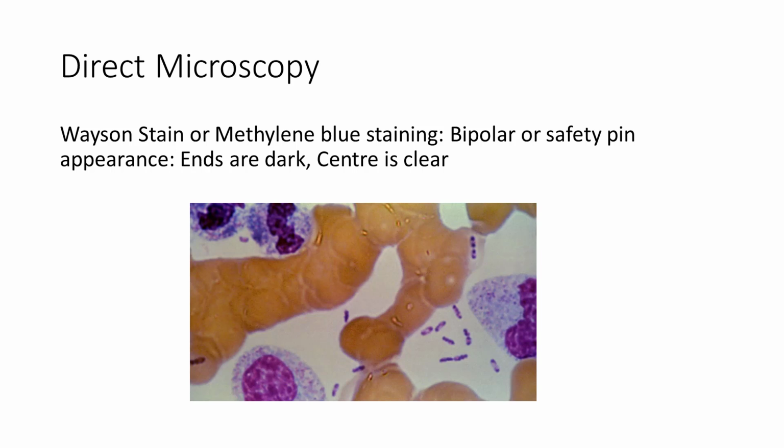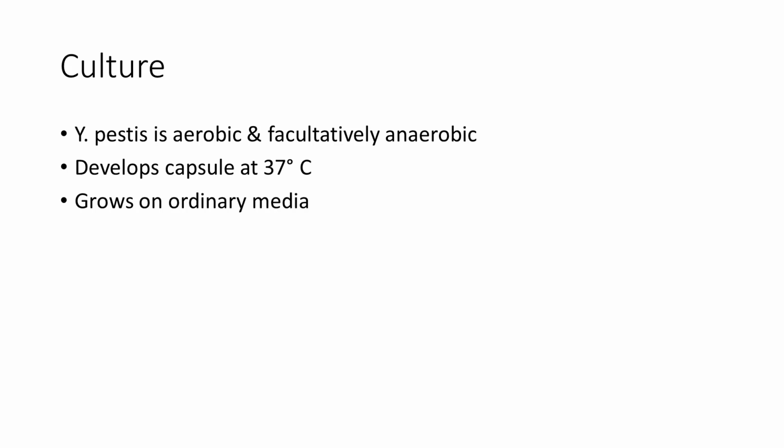In this picture under direct microscopy you can see bipolar or safety pin appearance, ends are dark, center is clear. This appearance is seen with Wayson stain or methylene blue staining. Plague bacillus grows on ordinary media. Yersinia pestis, the causative organism for plague, is aerobic and facultatively anaerobic.